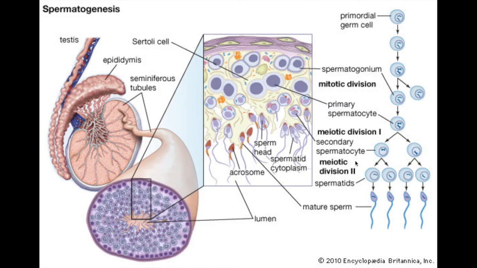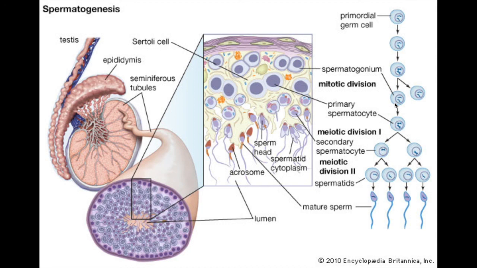Sperm production takes place inside tubules in the testes. You can see here that they are called seminiferous tubules. Okay, and let's see what's going on here. Here, diploid cells divide by mitosis. So we've got a diploid cell that is dividing by mitosis, mitotic division, to give me what?